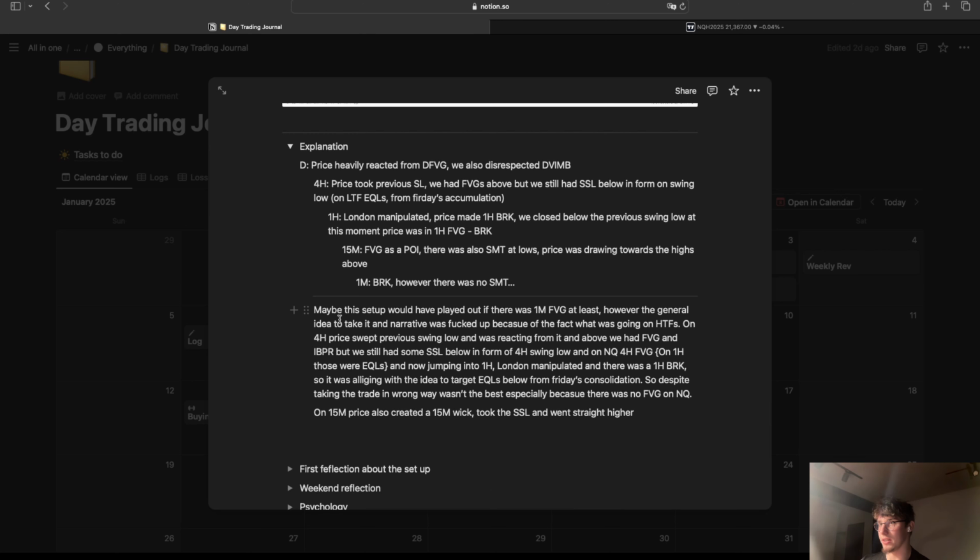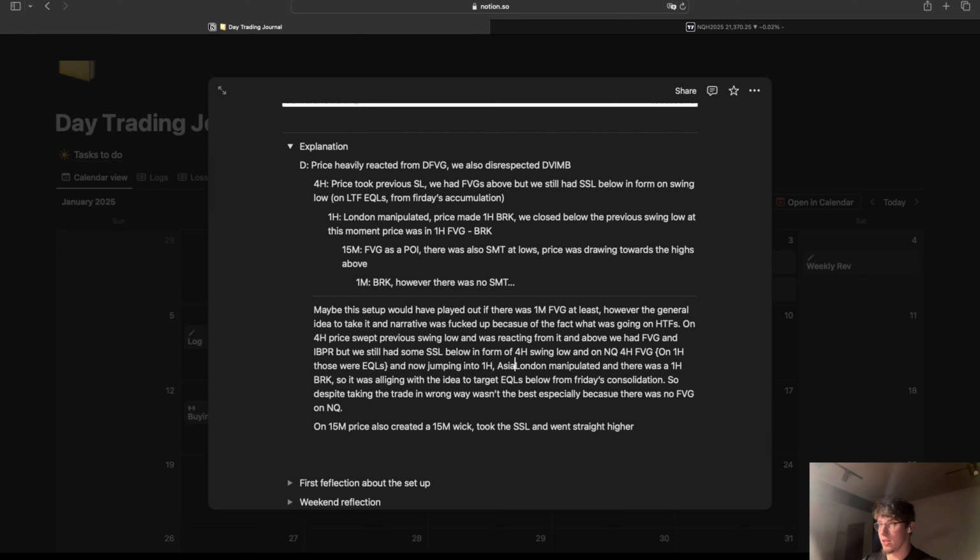However, the general idea to take it, and the narrative, was messed up because of what was going on: high tariffs on forex prices were previously low, and it was reacting from it. Above we had FVG and VPR, but we still had some sell side below in the form of the 4-hour swing low and a key FVG. On 1 hour there were equal lows, and now jumping into 1 hour London manipulated. Let me add Asia accumulated, London manipulated, and there was a 1 hour breaker, so it was aligning with the idea to target equal lows below from Friday's consolidation.